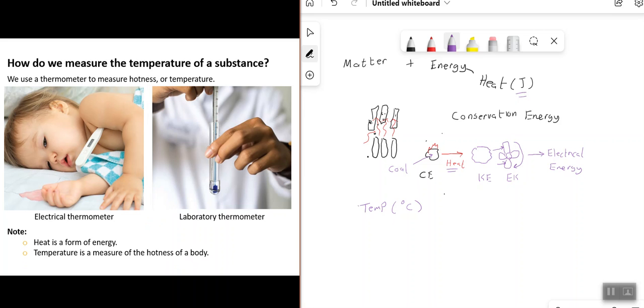So heat is a form of energy, and temperature is a measure of the hotness of a body. Heat is a form of energy, but heat causes hotness or coldness in an object. So the more heat that's applied to a substance, the more the molecules or atoms in the substance vibrate. The more vibration there is, the hotter or colder the substance is. If it's vibrating a lot, it's going to have a high temperature. If it's not vibrating a lot, it's going to have a cold temperature.